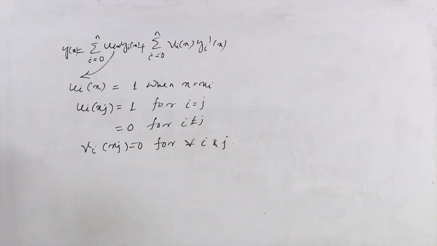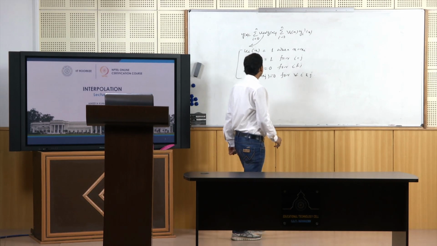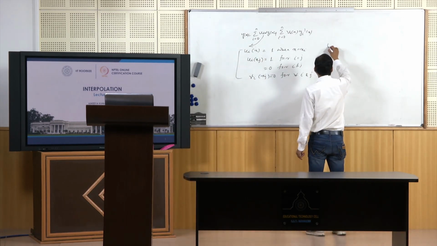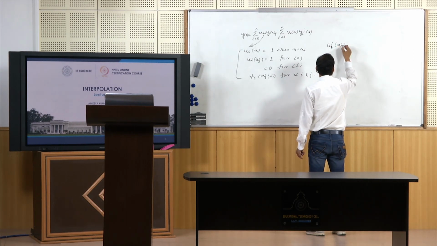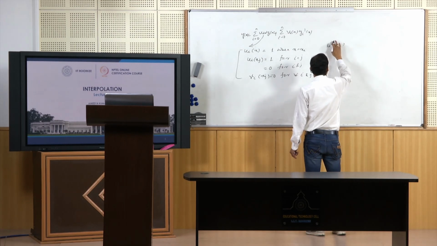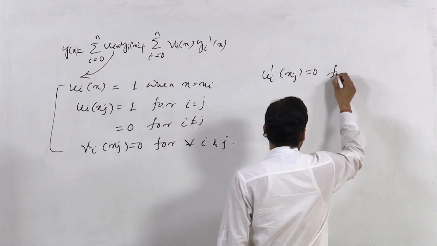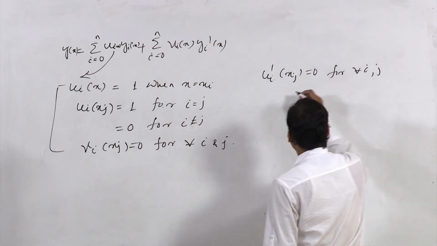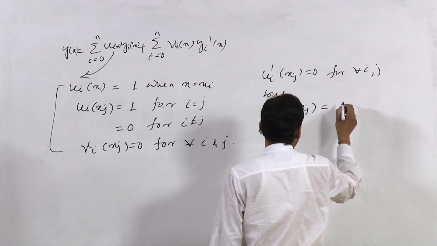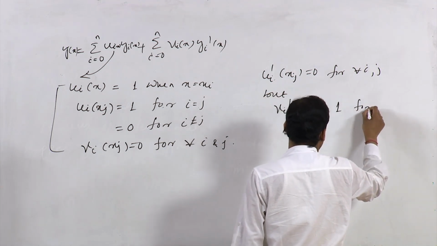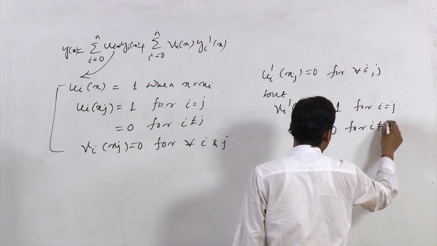Similarly, since it is in a Lagrangian mode and we are defining two functions here, we can define u_i'(x_j) equals 0 for all i and j, but v_i'(x_j) gives you 1 for i equals j, and equals 0 for i not equal to j here.